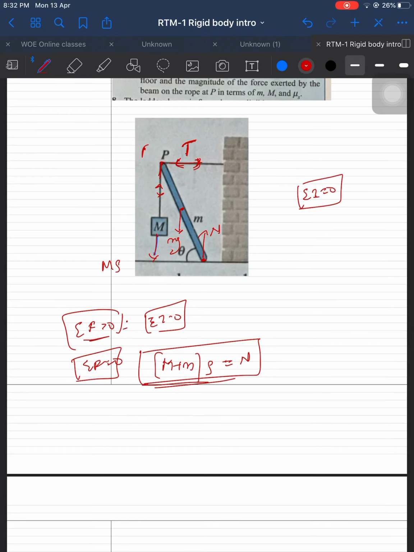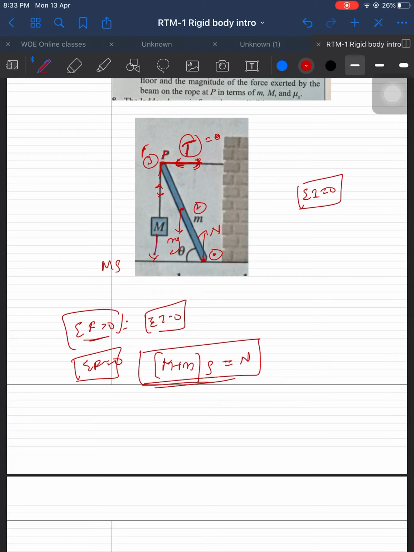Net torque is equal to 0. About which point we apply it actually matters a lot. We can have any number of points, 1, 2, 3, but about which point we apply it, it will be easy. We don't know tension, so it is better to remove the parts we don't know. If we consider point P, the tension is passing through point P, because the torque due to tension becomes 0. Understand, right?